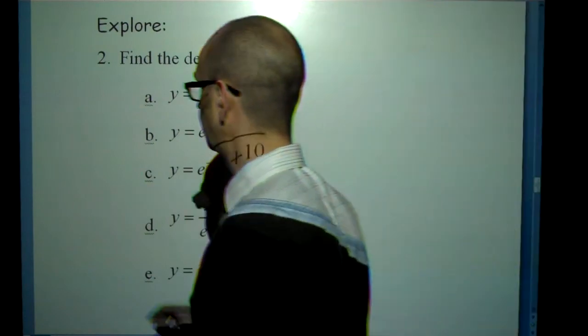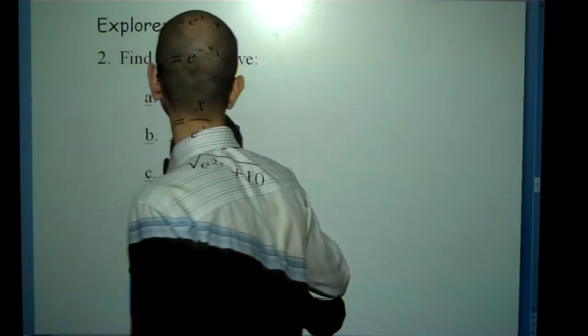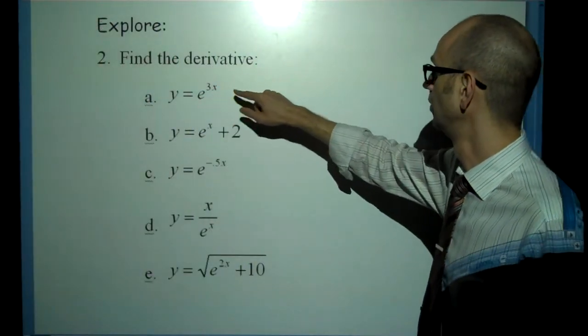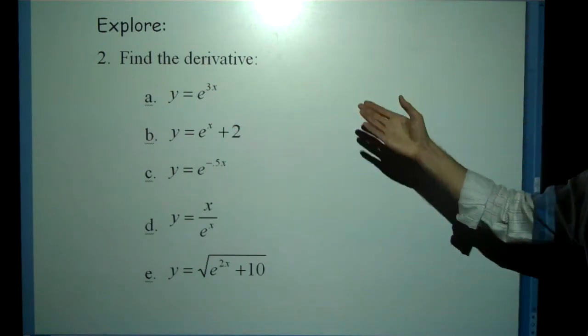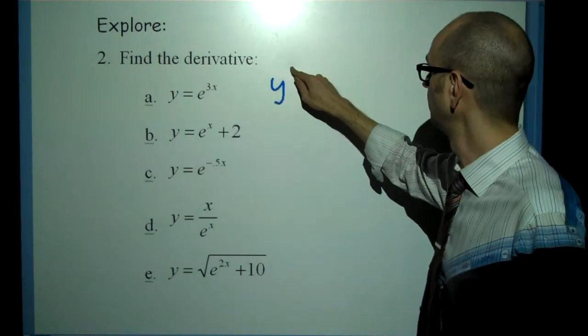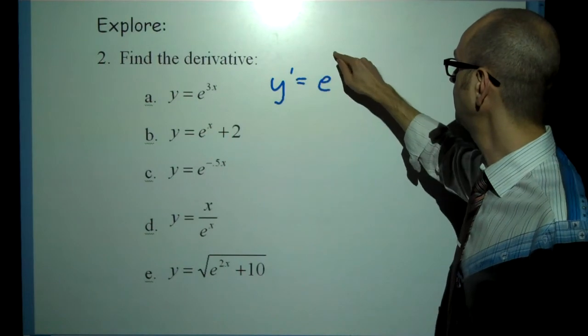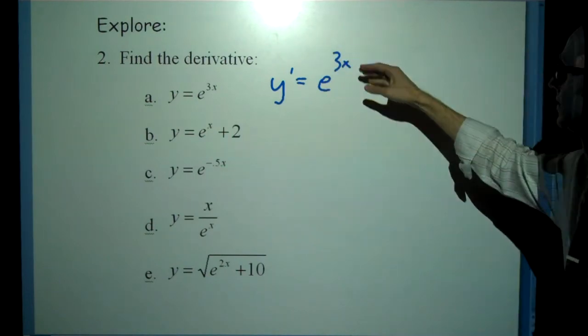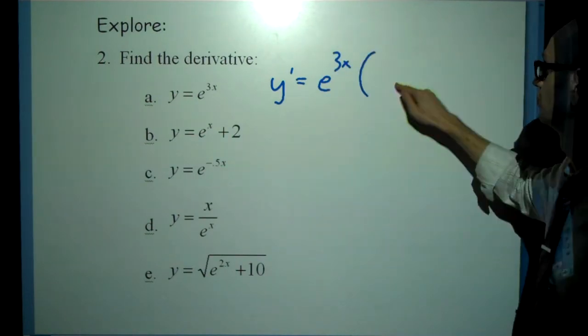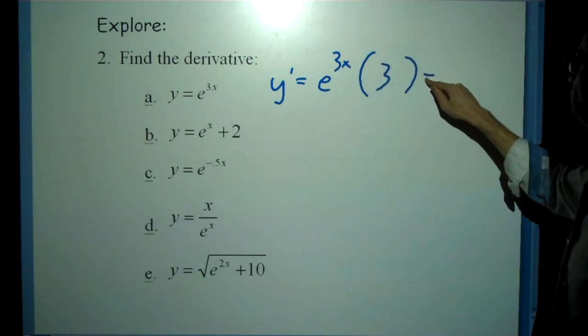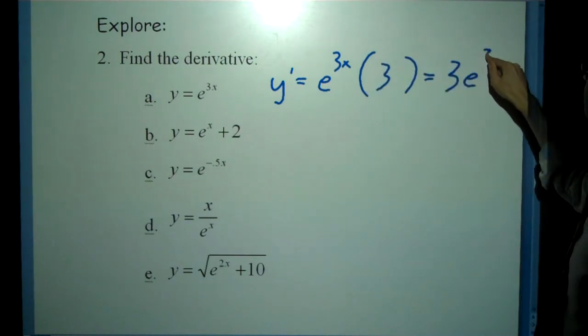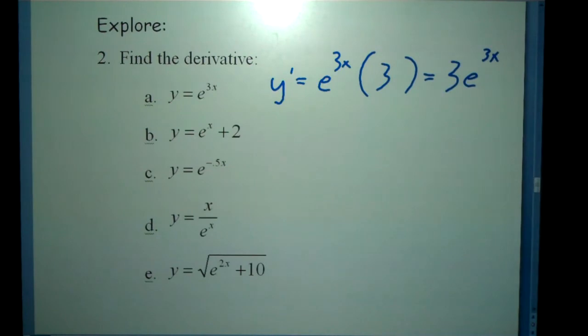Alright, let's go through this together. This first one is all about the chain rule. We've got y equals e to some stuff. Well, the derivative of e to some stuff is e to that same stuff times the derivative of that stuff. And the derivative of 3x is 3. So we have a final answer of 3e to the 3x.